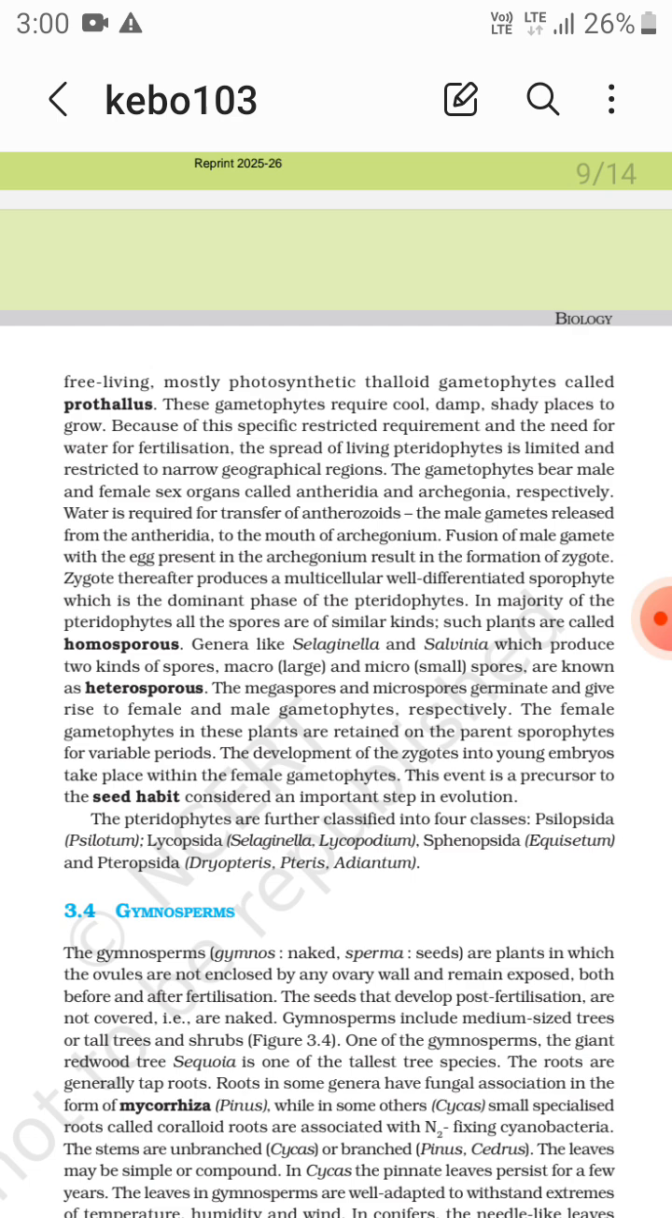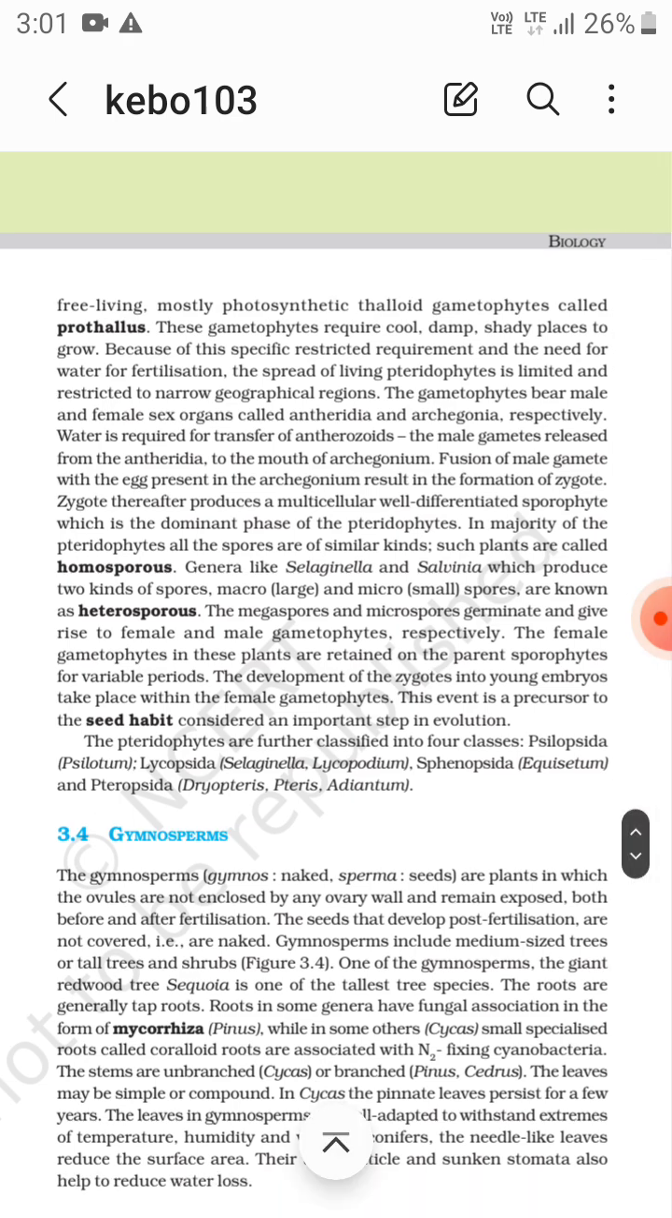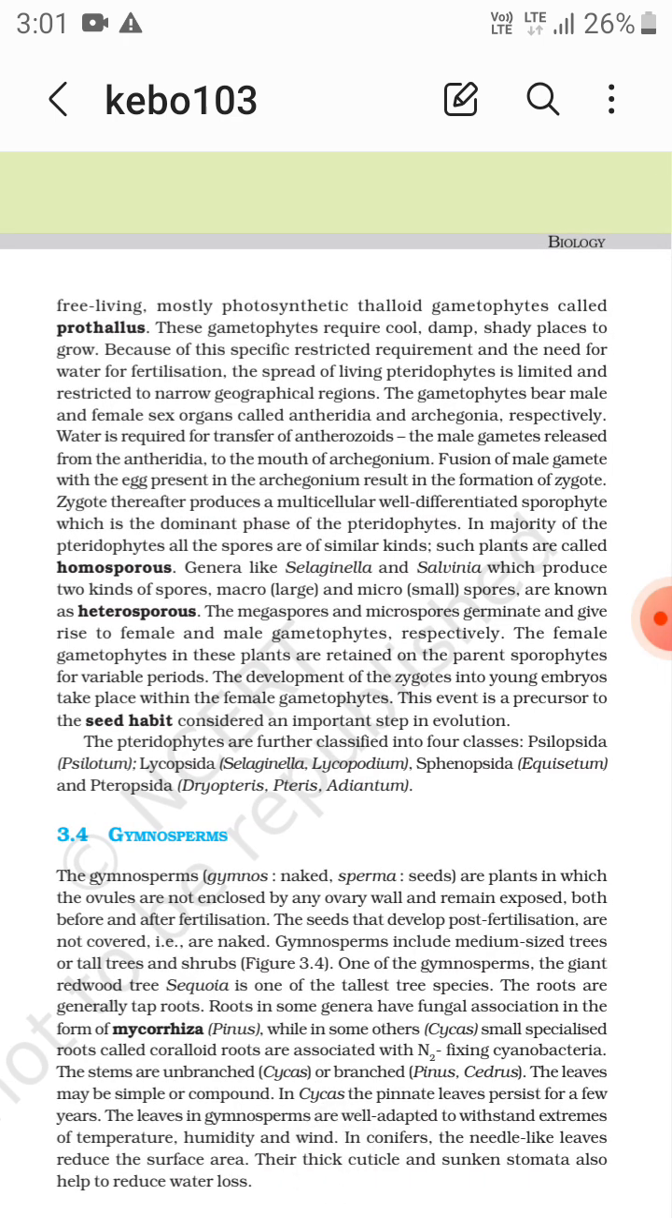The megaspores and microspores germinate and give rise to female and male gametophytes, respectively. This is important. The female gametophytes in these plants are retained on the parent sporophyte for variable periods. The development of the zygote into young embryos takes place within the female gametophytes, which are present on the parent sporophyte. Now this event is a precursor to the seed habit, considered an important step in evolution.